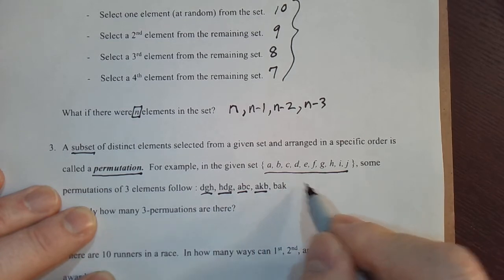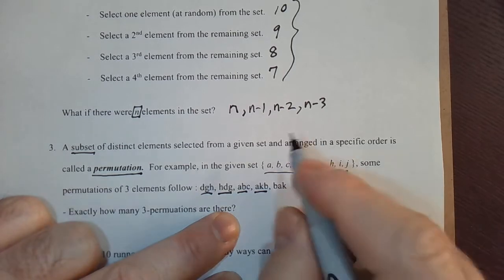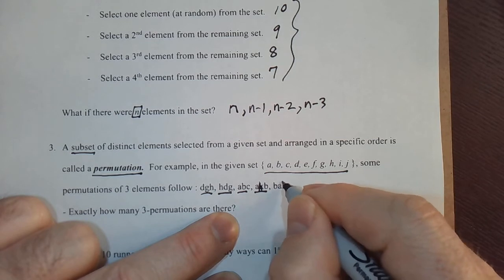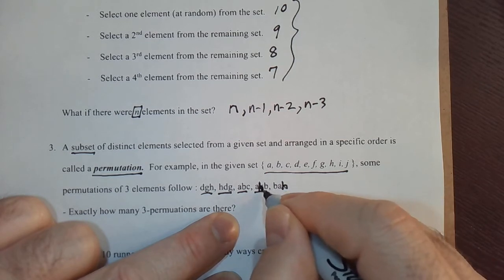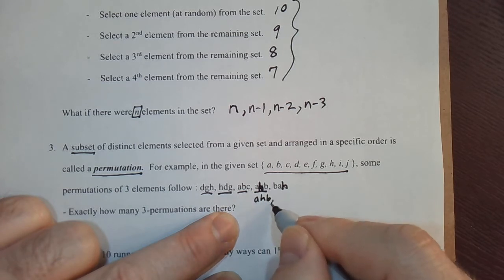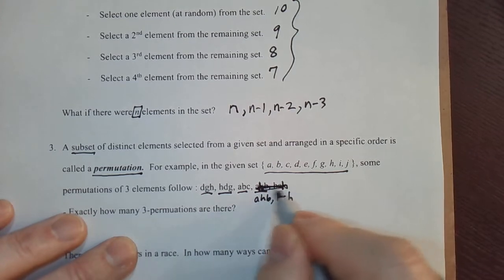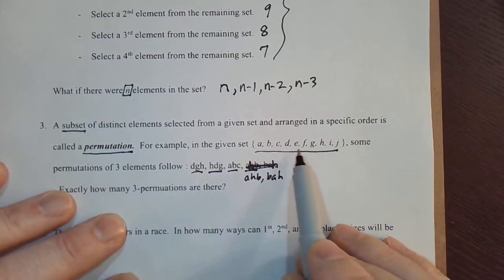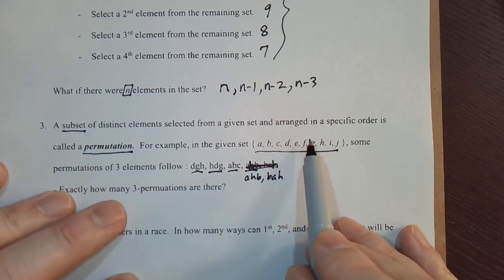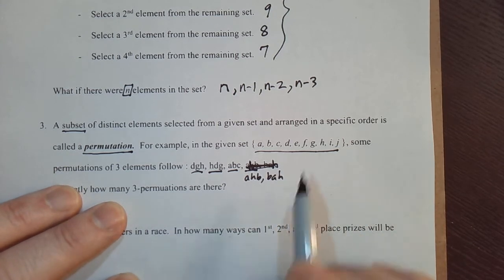AKB. Oops, there is no K, so I'm going to change that to AHB and BAH. Okay, so that's AHB, BAH. I'll just scratch those out. So basically you could choose any three from this set. That would be a subset, and then put them in a particular order, and that gives you a permutation.